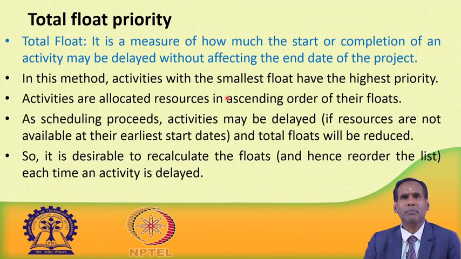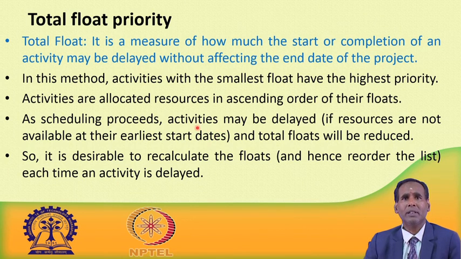So, in this method, that means in the total float priority method, the activities having the smallest float, 0 float or 1 float, 2 float, or 1 day, 2 days, etc., will have the highest priority, because they do not have any free time. If you delay, then obviously the project completion date will be delayed. That is why in this method the activities with the smallest float are given the highest priority. The activities are allocated resources in ascending order of their float. So, in this method you arrange the activities in the ascending order of their floats.